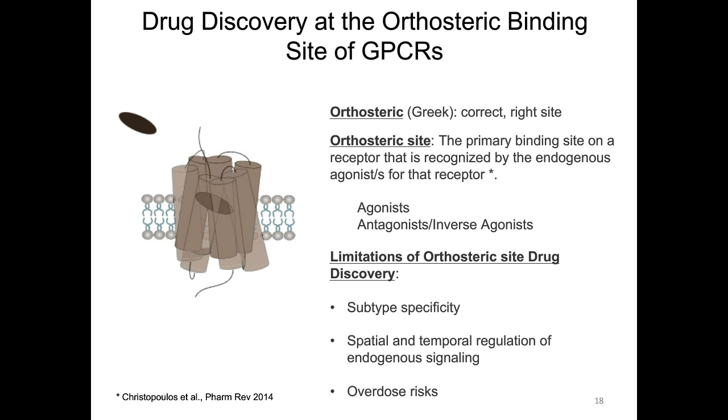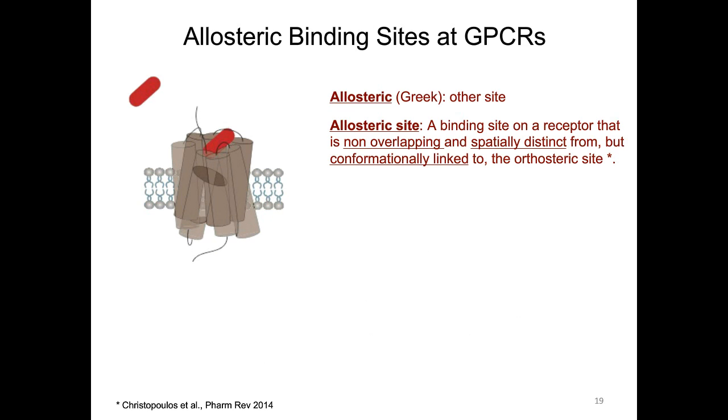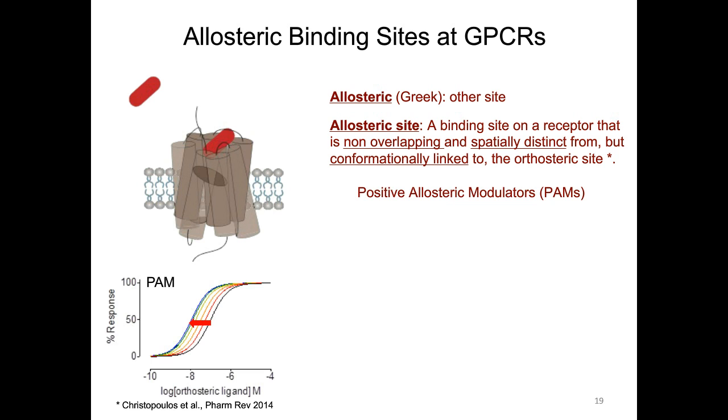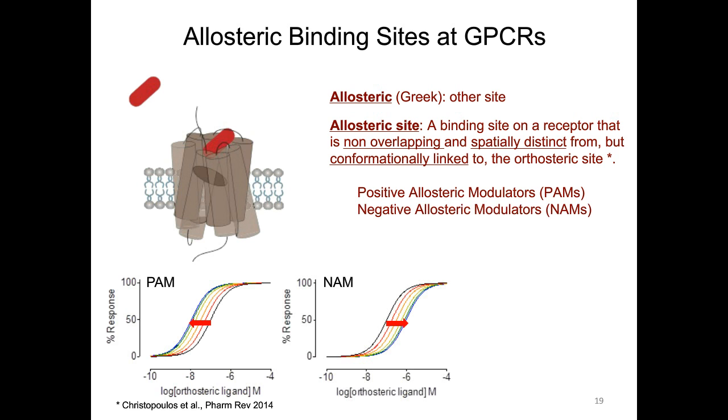As such, there's been an increasing interest in targeting allosteric sites. These sites can be targeted by small molecules that, by stabilizing the receptor in a distinct conformation, can act to modulate the binding and action of the orthosteric ligand. This modulation can be either positive, whereby the modulator potentiates the action of the endogenous agonist, negative, or indeed neutral.